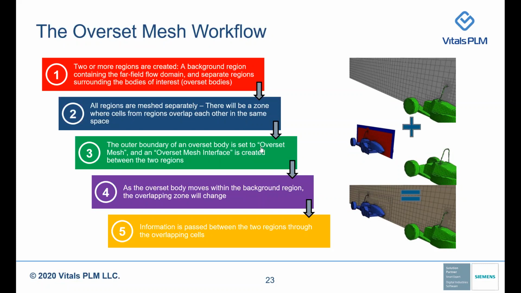Once we start the calculation, we can see that the overlapping region will update according to the way the object needs to be moved, by the definition of the motion. So here we can simply define a translation motion for this rear racing car, and as it moves towards the front racing car and overtakes, its overlapping region will be automatically updated, and the information is passed between the two regions simultaneously on the fly as the solution moves on.